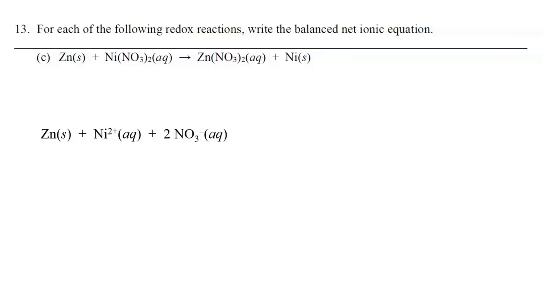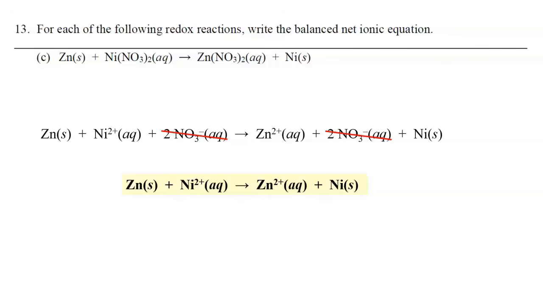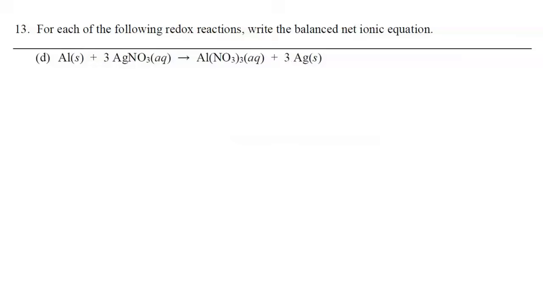On the other side of the equation, we're going to split up the zinc nitrate, which is also an aqueous ionic compound. So it splits up into zinc 2 plus, and again, 2 nitrate ions. And then nickel solid, we're not going to change it, just solid exactly as is. Let's cross off those nitrate ions on opposite sides of the equation, and then what remains is now our net ionic equation. Moving on to part D.